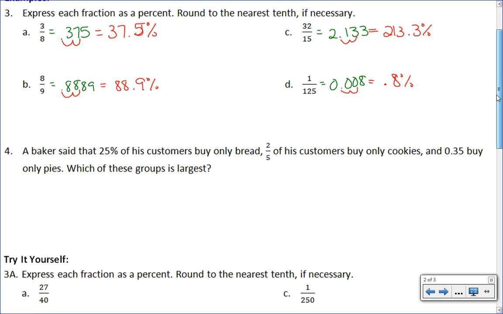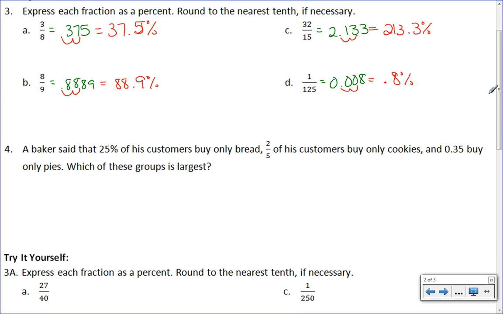Alright, let's look at example 4. A baker said that 25% of his customers buy only bread, 2/5 of his customers buy only cookies, and 0.35 buy only pies. Which of these groups is largest?